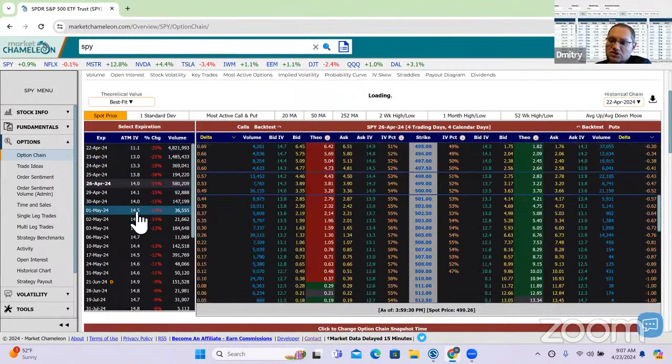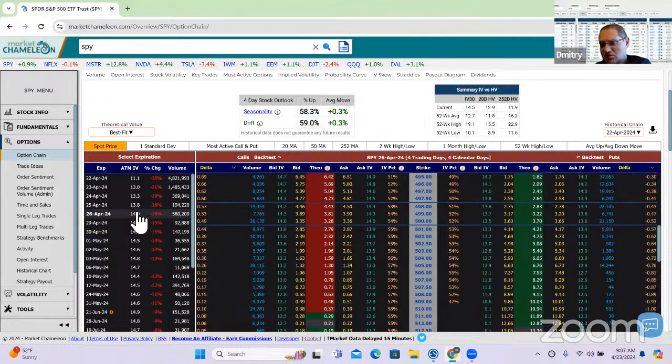So this is the options chain from yesterday's close. We're not open yet. So the April 22nd is already expired options. So let's go to April 26th, and we're just going to pick up. Let's do a call, right? And here I'm on April 26th options expiration, and we have the calls to the left, puts to the right.